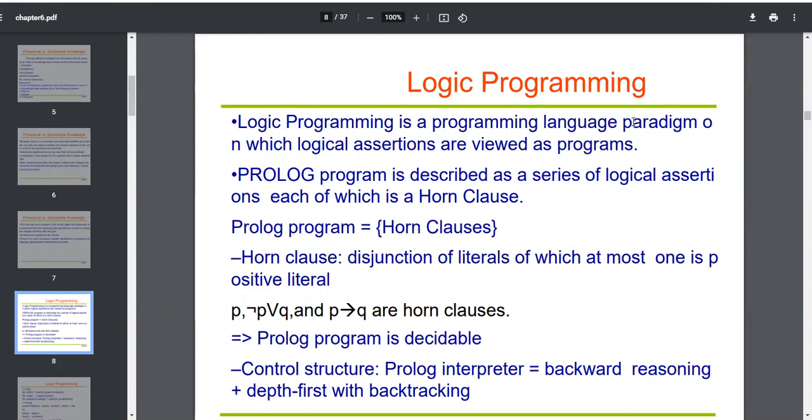So what happens in the case of Prolog? Logic programming is the programming language paradigm in which the assertions are viewed as programs. A Prolog program is described as a series of logical assertions, each of which is a Horn clause.